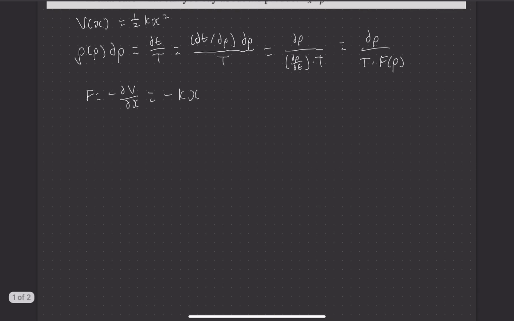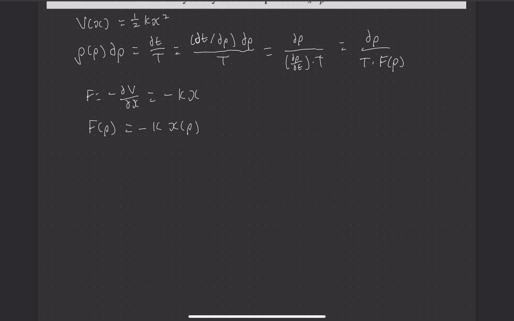Now, we know that force is a function of P, because when we want to find the probability that P is in a certain range, we'll need to integrate over that certain range to find the probability. So if we want to find F of P, we see that k is a constant. That means x is a function of P.